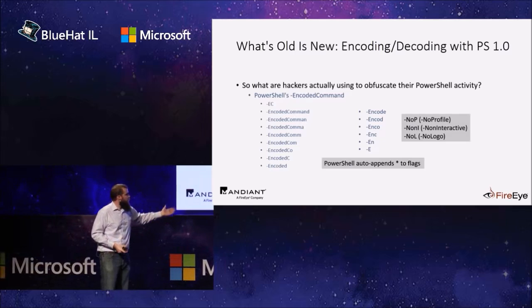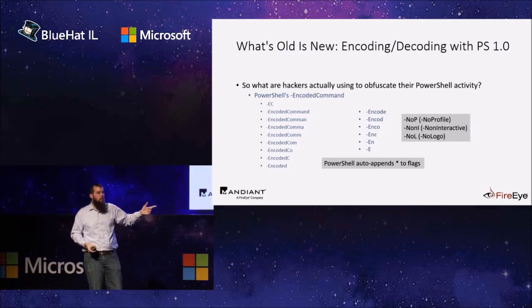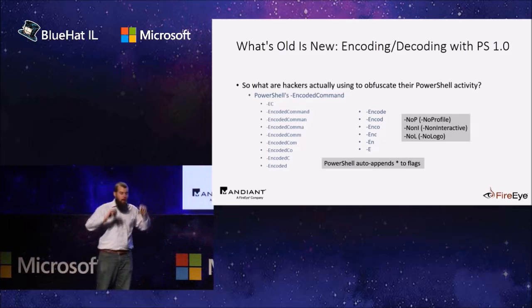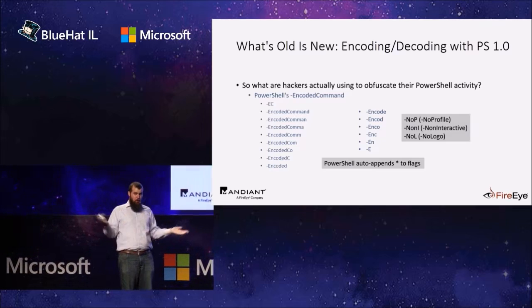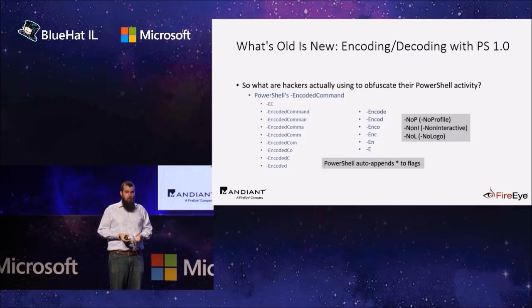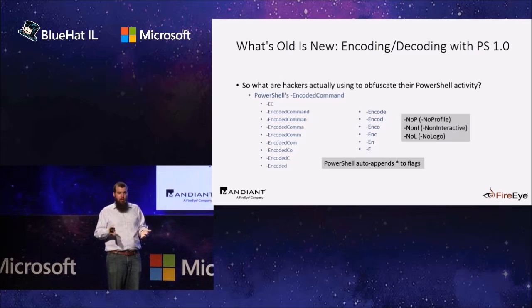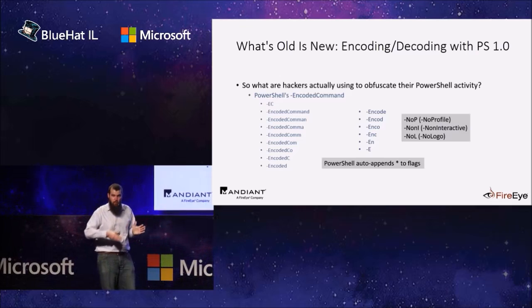So for NoProfile, you could use nop, nopr, nopro, and so on. So anytime you're keying off of arguments, even like for Invoke-Mimikatz, DumpCreds, DumpCerts, you technically only have to say DumpCr or DumpCe and any substring in between.